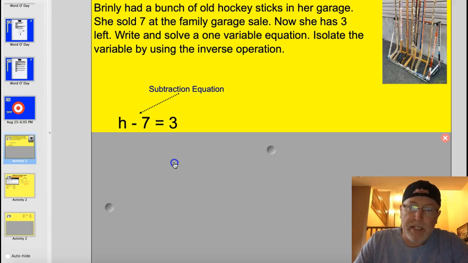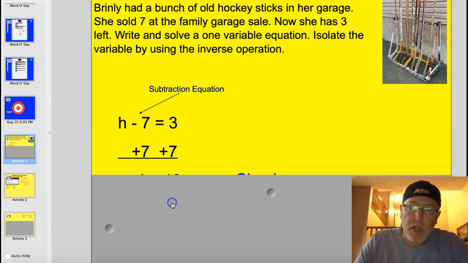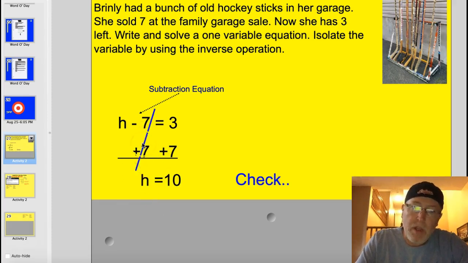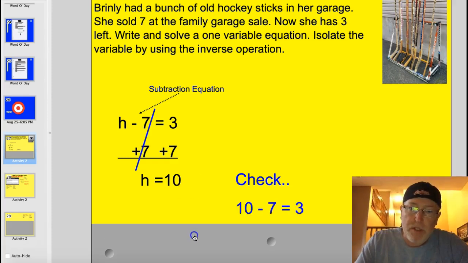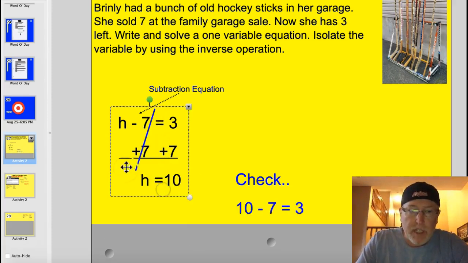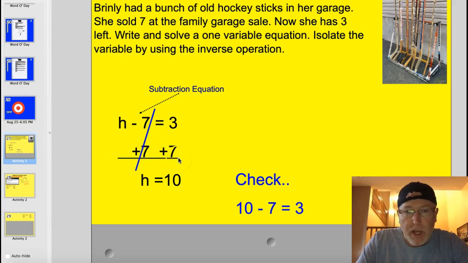How do we get it by itself by using the inverse operation? Well, the opposite of subtraction is addition, so we add 7 to both sides. Those 7s will cross off. We end up with 3 plus 7 being equal to h, or h is equal to 10. We've balanced both sides. We've lined up the equal signs, and we put a line underneath the addition to show that now we're rewriting this equation in a more simplified form. Throw it in, check it. 10 minus 7 is 3, and we are off to the races.